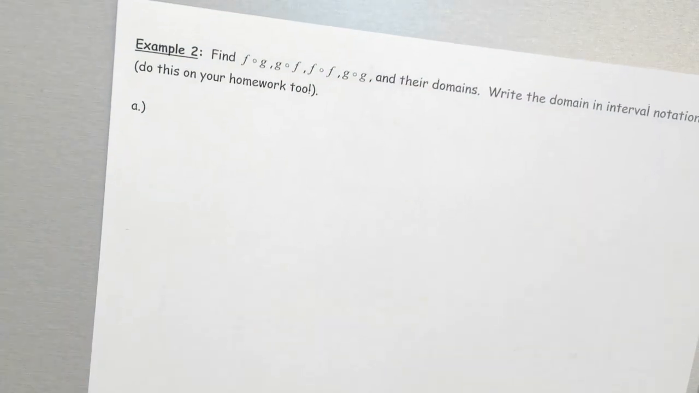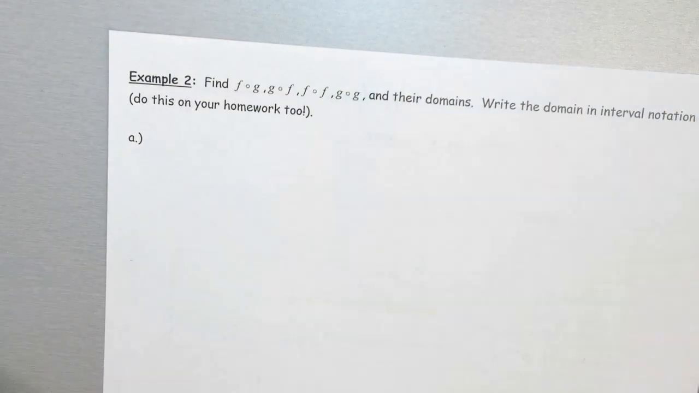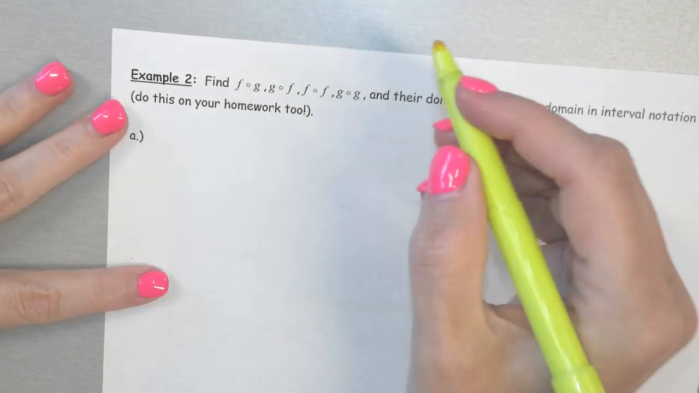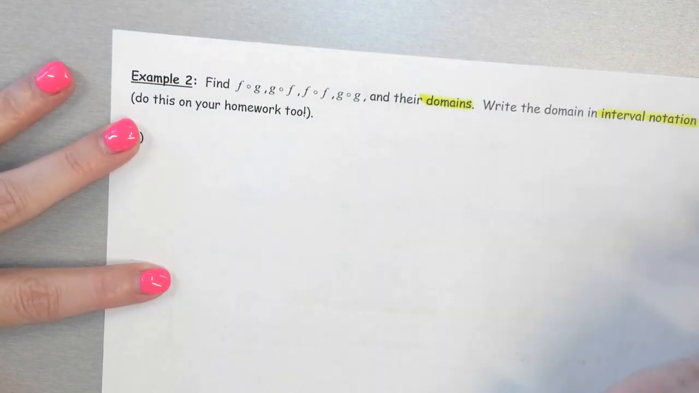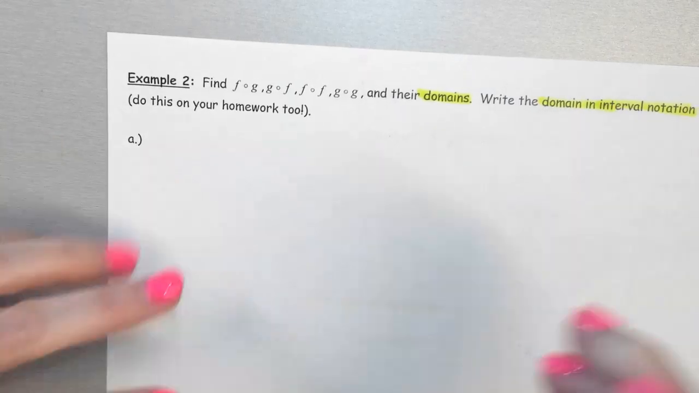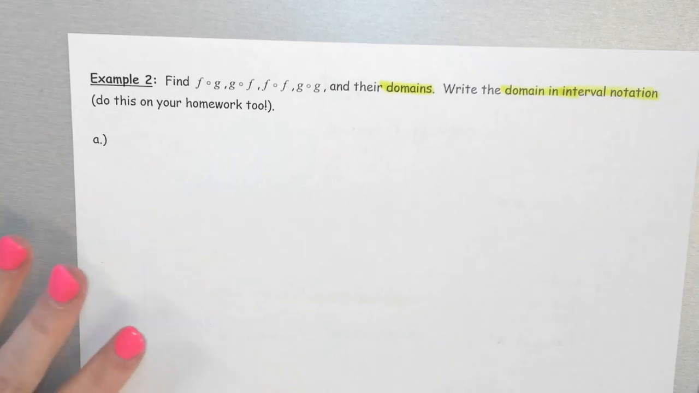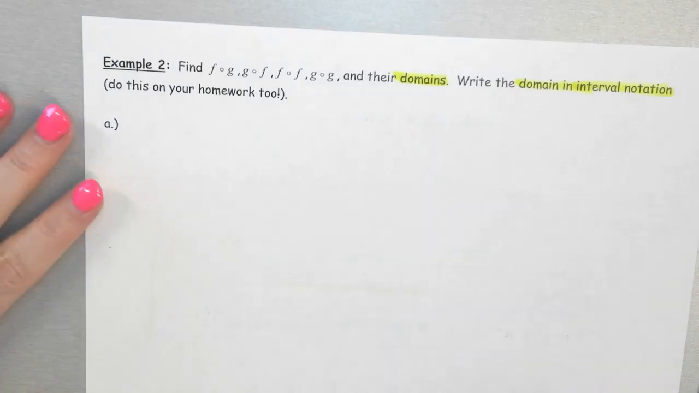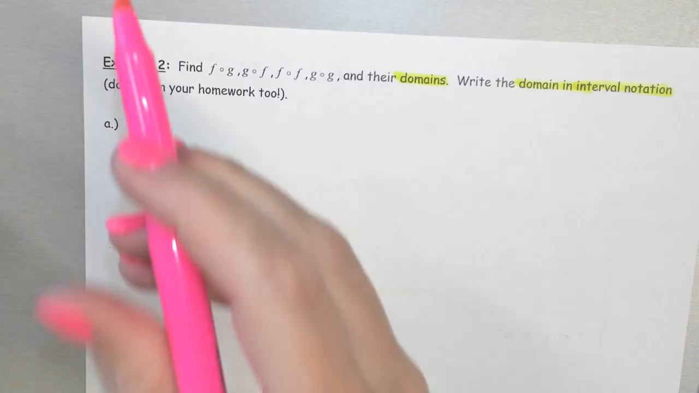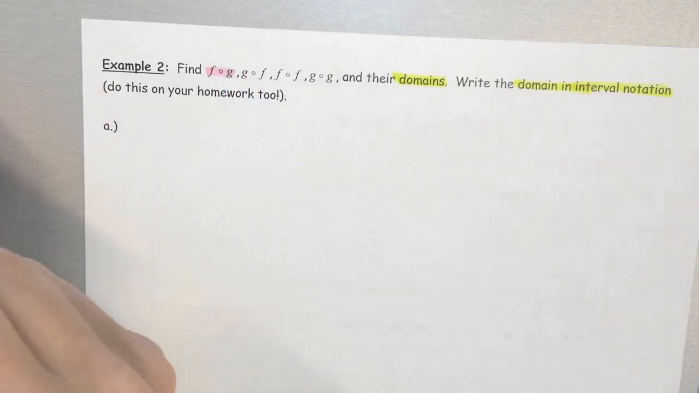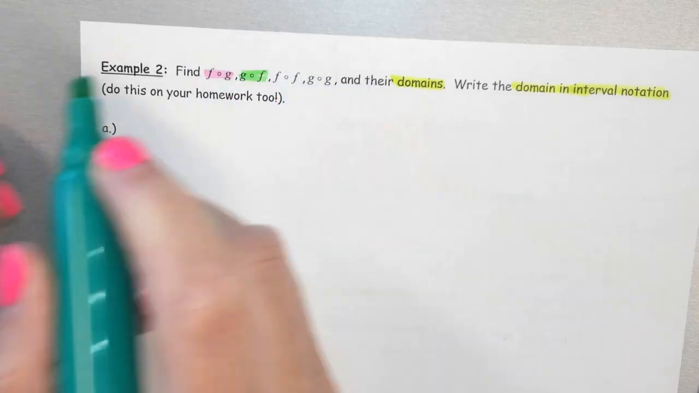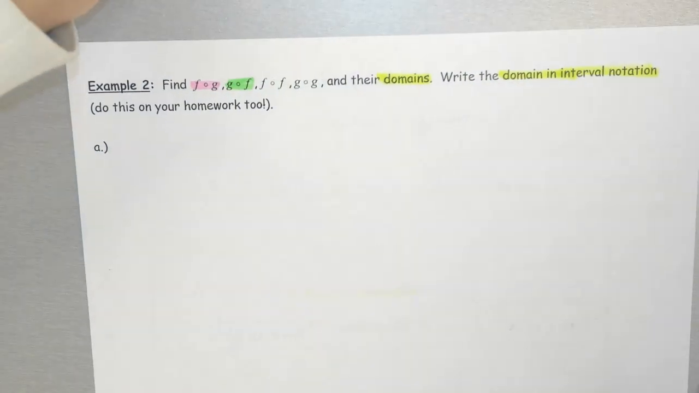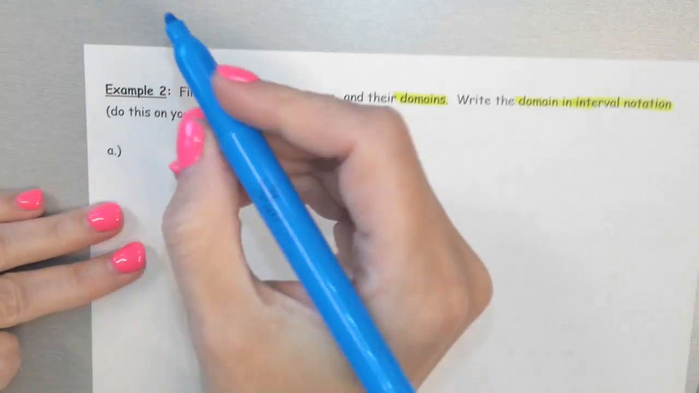So in example 2, it says we're going to find f of g, g of f, f of f, and g of g in their domains. So we're going to find all of those in the domains. We're going to write the domain in interval notation. And then I recommend you do that on your homework too, since that is what you will be assessed on. So we have to find 4 things: f of g, g of f, f of f, and g of g.